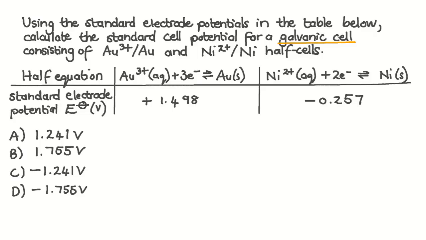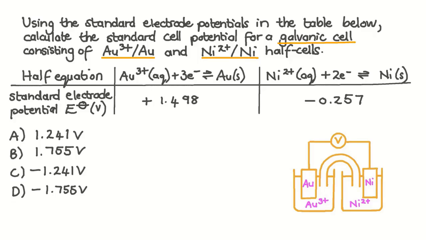We are told that we have a galvanic cell with gold and nickel half cells. The setup of the cell would look like this. In a galvanic cell, a redox reaction occurs spontaneously, generating a current in the wire connecting the electrodes. We don't know which direction the electrical current is moving in this galvanic cell. We are asked to calculate the standard cell potential, or E cell.